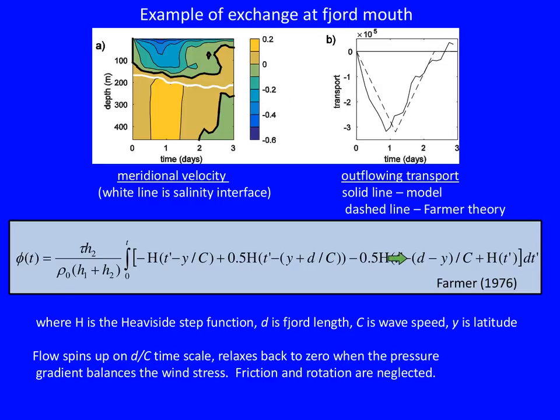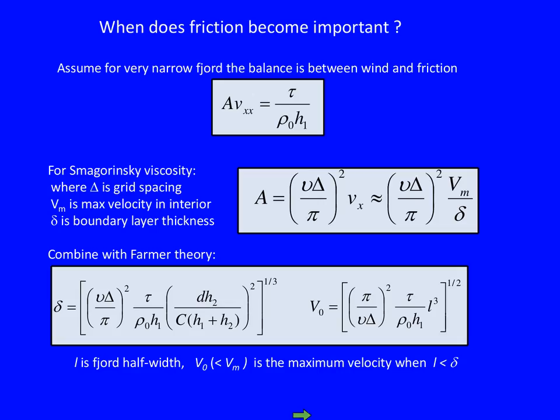This is a two-layer theory from Farmer. It ignores rotation. I'm presenting here the inviscid version. He's got interfacial friction, but I'm not considering that here. And if you look at the details of this, you see the flow spins up on this time scale of d, which is the meridional extent of the fjord divided by the gravity wave speed, which is just about 1 day for these calculations. And that's also coincidentally about the time length of these synoptic wind events. So the spin up, or equilibrium, time scale is comparable to the time scale of the synoptic winds.